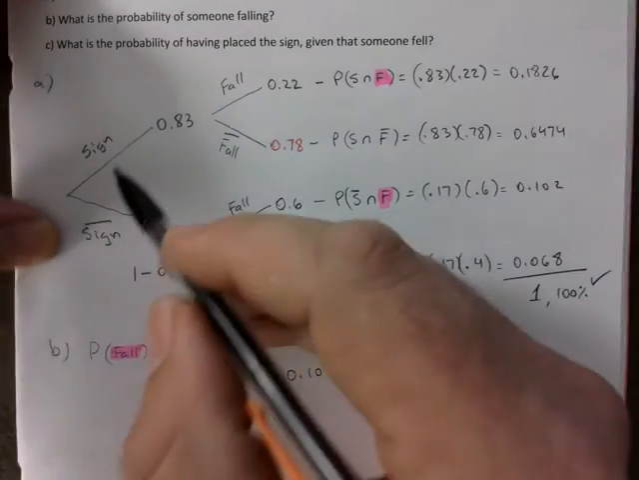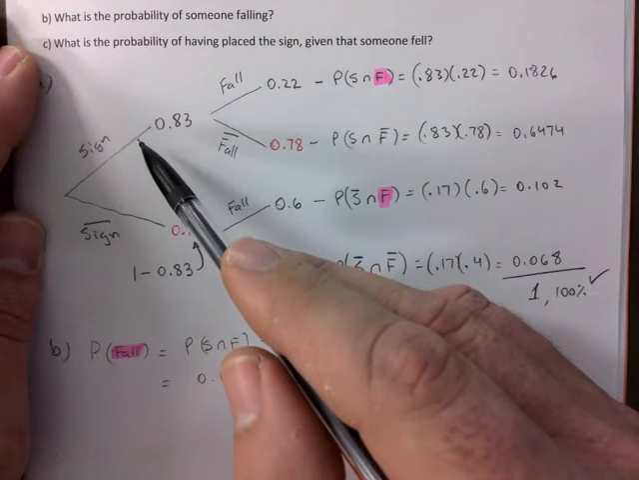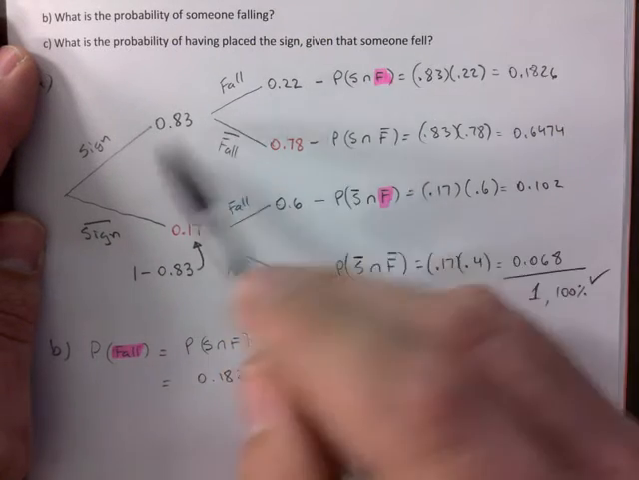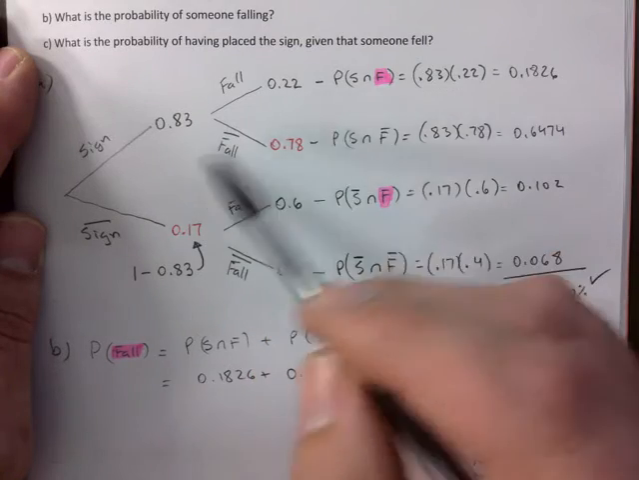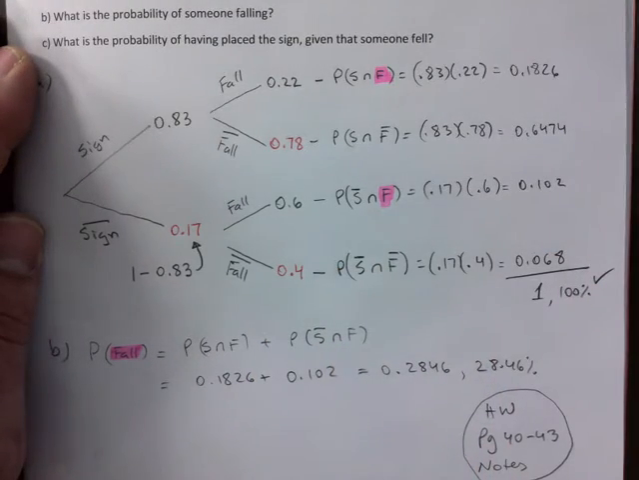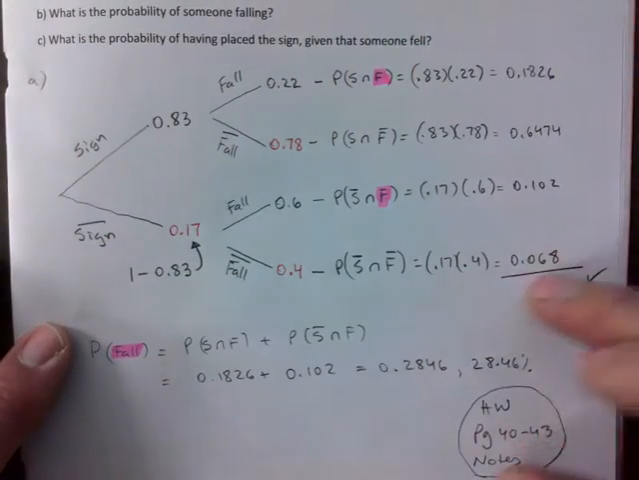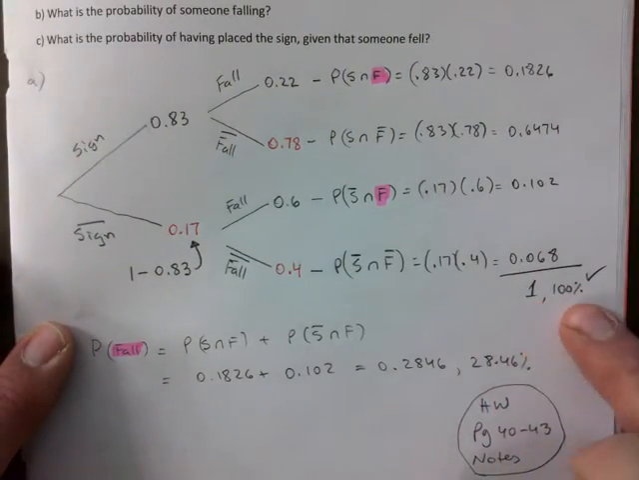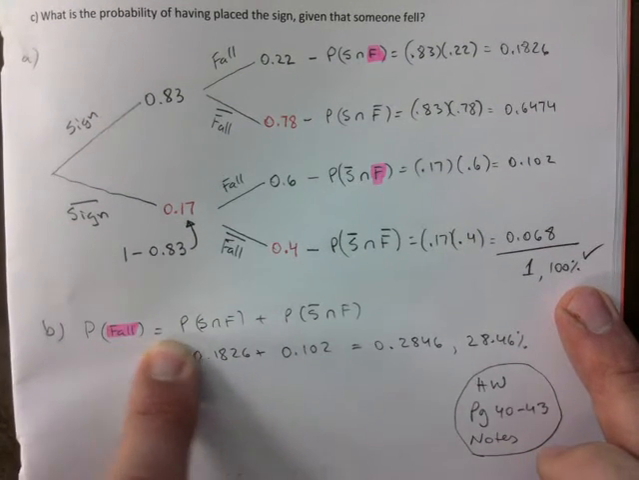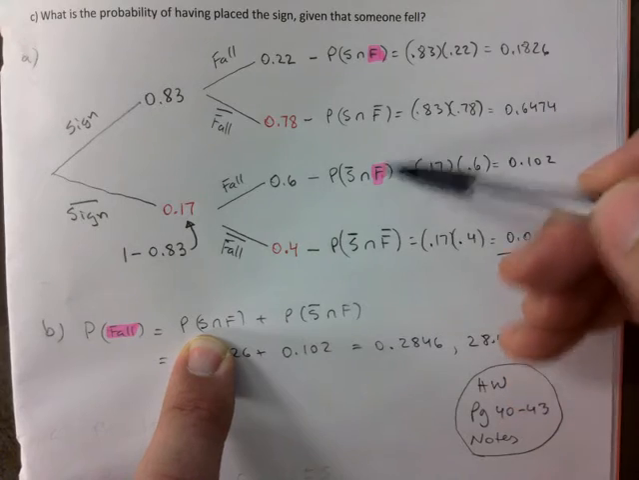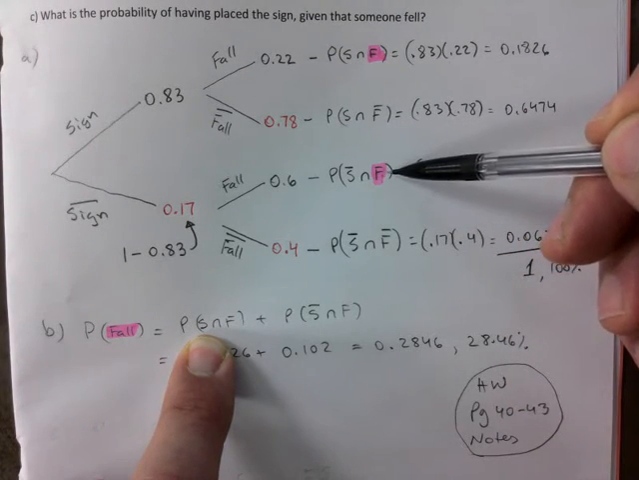Anyway, yesterday we talked about putting up the sign, or not putting up the sign, and you must concur with me that they depend on each other. Putting up a sign will determine what happens. So this is definitely dependent events. We did all of that, we had it all figured out. It adds up to 1, we get 100%. And then it asked, B, what's the probability of someone falling? So we grabbed the 2 instances where someone actually falls.